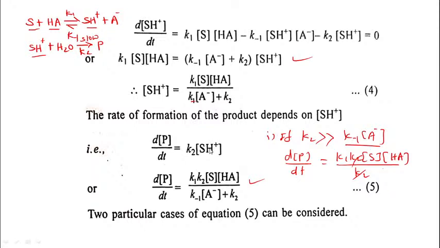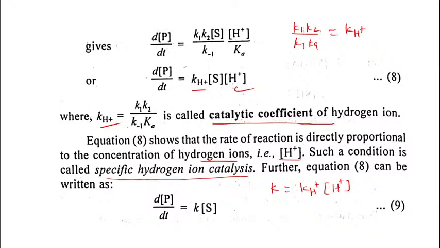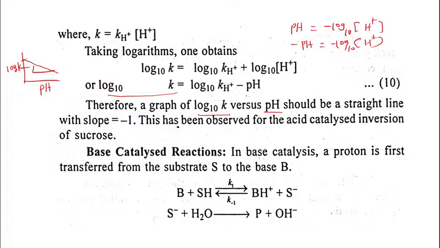So by putting those values, the concentration of SH positive, we get this equation, and applying the two conditions: first, general acid catalysis, and second, specific hydrogen ion catalysis. So this is about acid catalyzed reaction. Now let us proceed further.